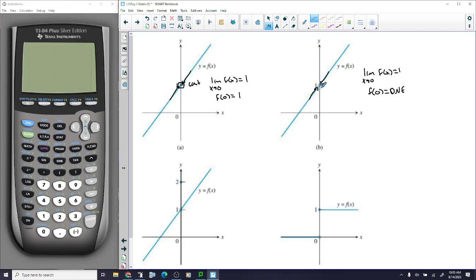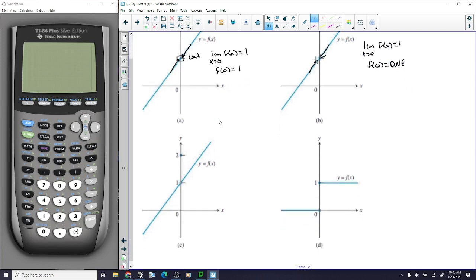We have what's called a removable discontinuity. Now, it's very subtle, but we do have a function value up here, so we can say the limit as x approaches 0 of f of x is equal to 1. We're still approaching 1 as x approaches 0. But f of 0 is equal to 2. So the function value is actually up here at 2. Now, those don't equal each other, so there's a discontinuity. That is also a removable discontinuity.